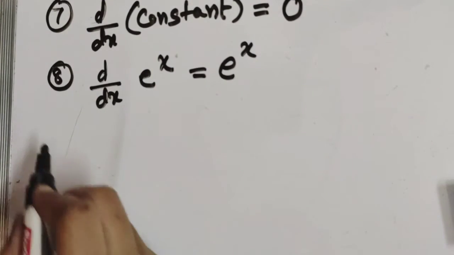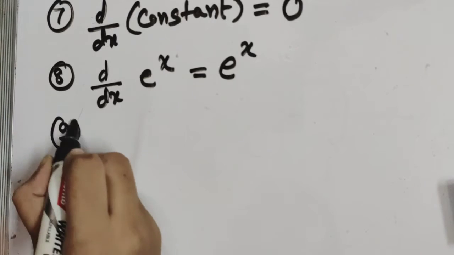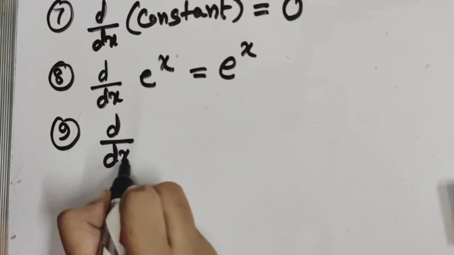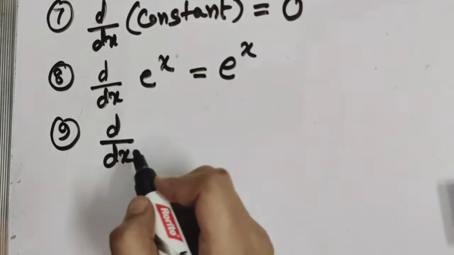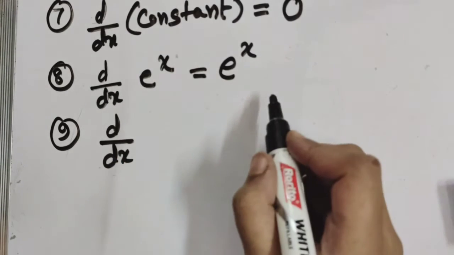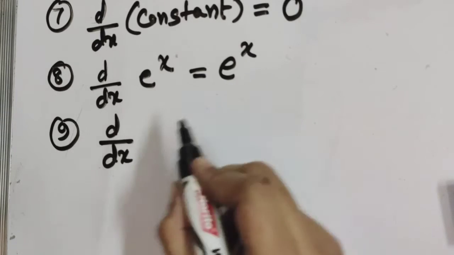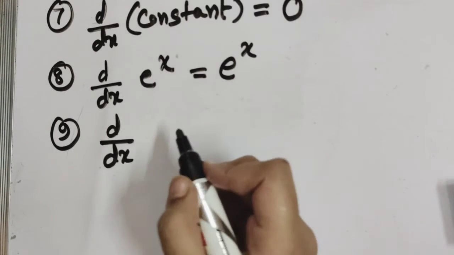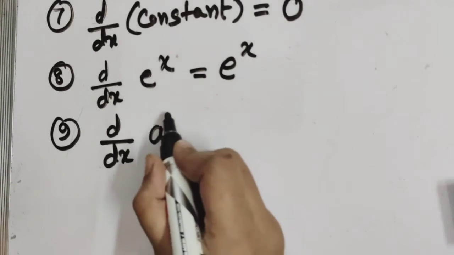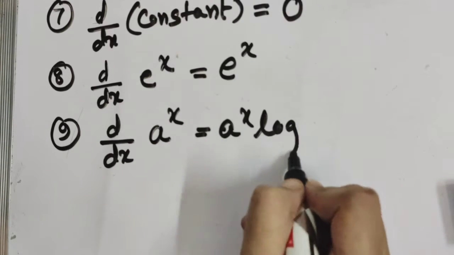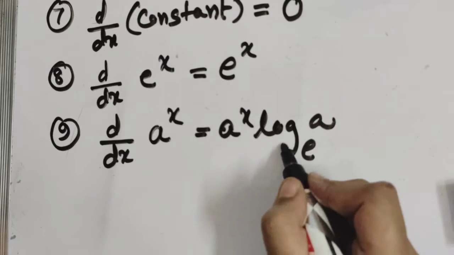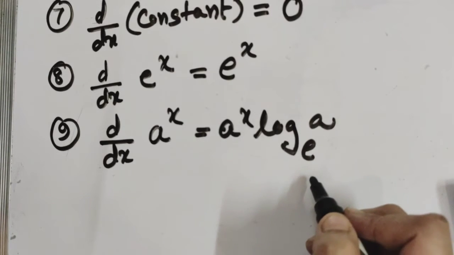Now if there is a to the power x, some other base, like 2 to the power x or 3 to the power x, then what is the formula? With e to the power x it remains unchanged, but d/dx of a to the power x is a to the power x into log a base e.